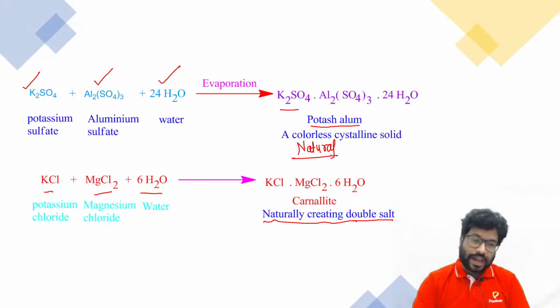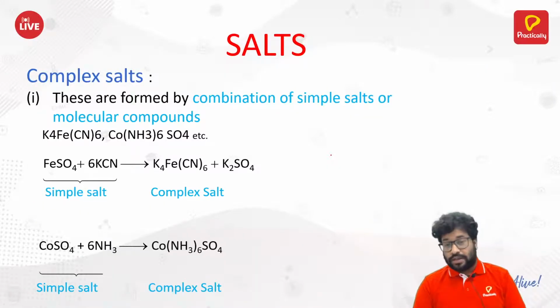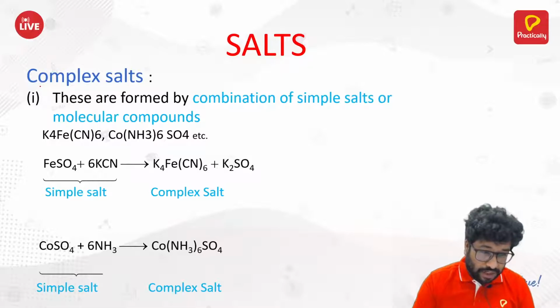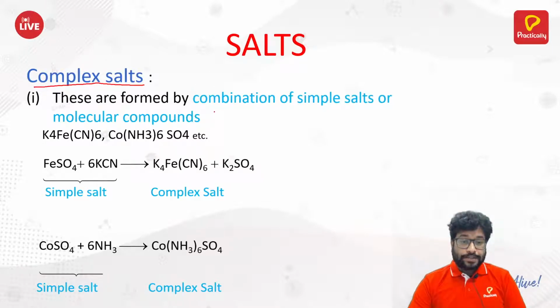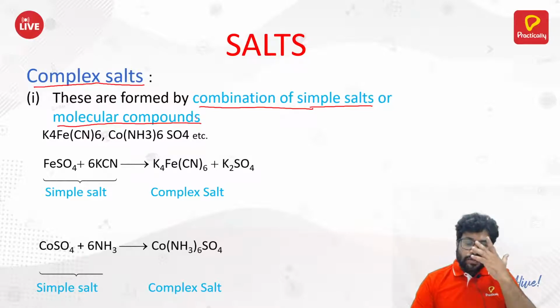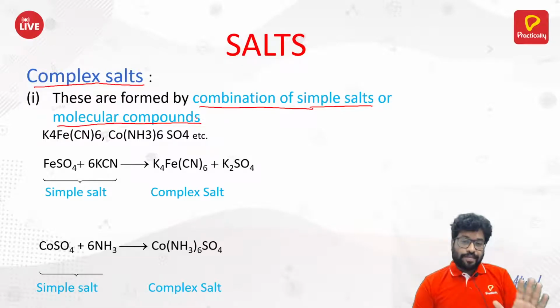Okay, moving ahead. Now the complex salts. What is meant by a complex salt? See, these salts form by combination of simple salts or molecular compounds. Now combination of simple salts also gives us double salt, right? But in a complex salt, sometimes you have a molecular compound only. So just by combining molecular compounds with a simple salt, sometimes you get the complex salt.